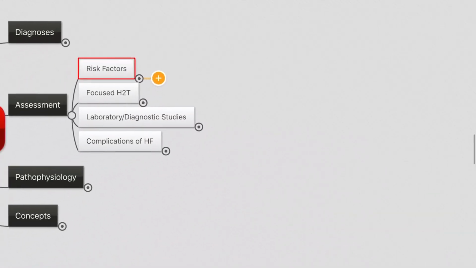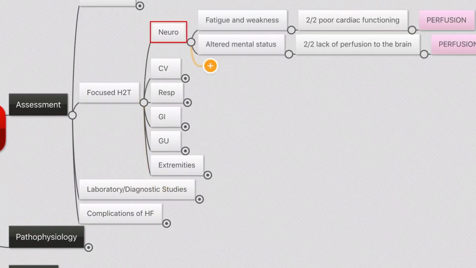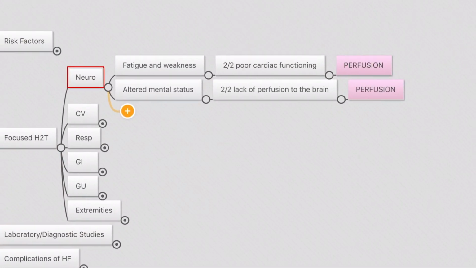So then we're going to move on to the focus head-to-toe assessment. Focus head to toe, we're going to focus from the neuro, cardiovascular, respiratory, GI, GU, and then the extremities. For neuro, you want to assess for any fatigue and weakness, usually secondary to poor cardiac functioning, and altered mental status, secondary to lack of perfusion to the brain. And both clinical manifestations are usually due to a problem with perfusion.